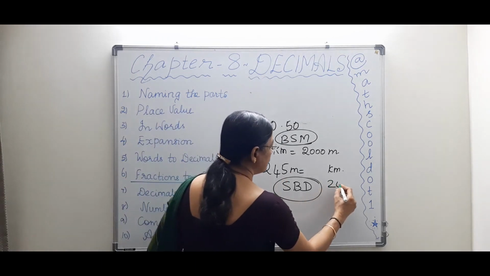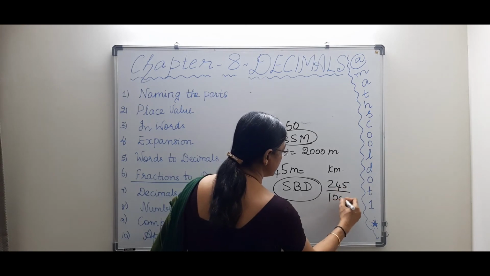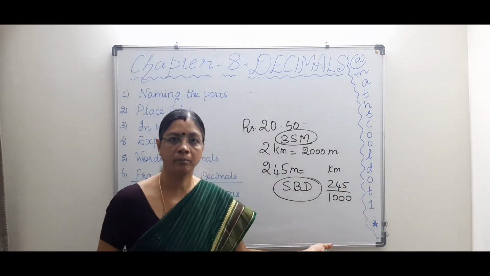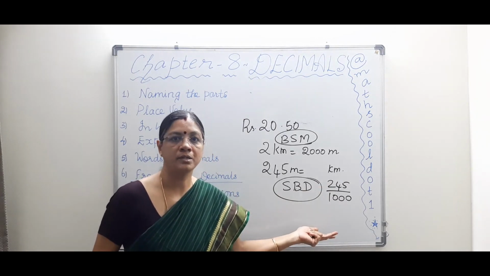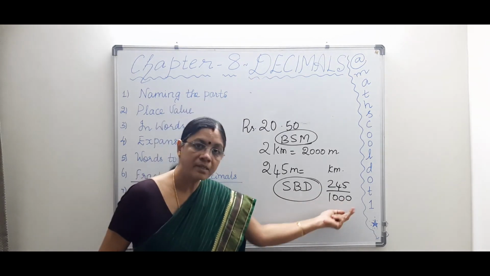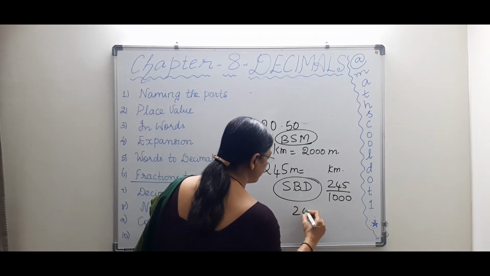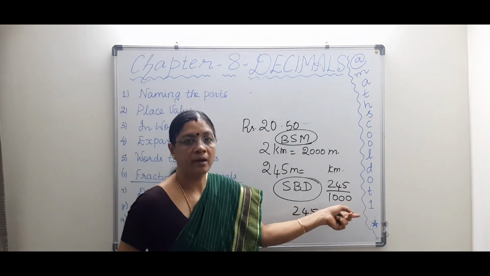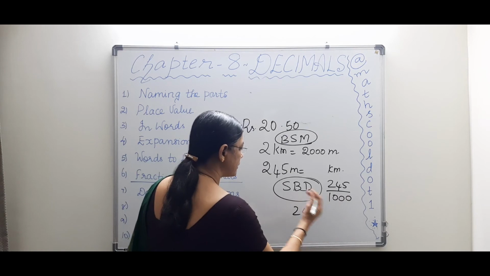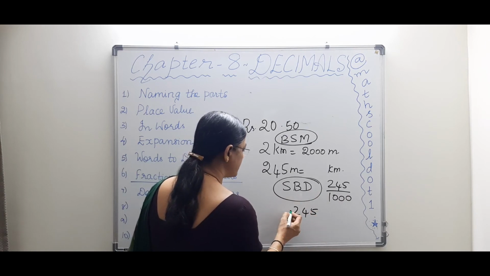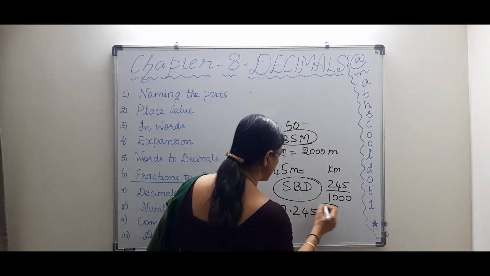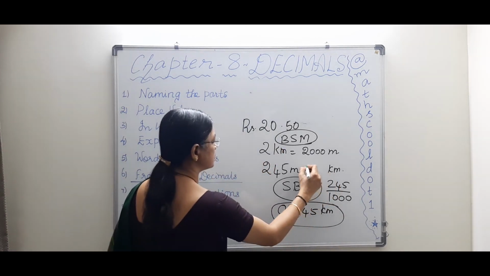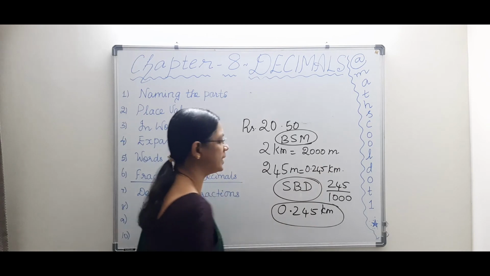So how do we divide 245 by 1000? This is exactly what we did before, because 245 divided by 1000, now we know how to convert this into a decimal, isn't it? So we have 3 zeros here, so just write 245. Now since there are 3 zeros, from the right start moving left 1, 2, 3 places, put a point here. So 0.245 kilometers. So this is your answer. See how easy it is.